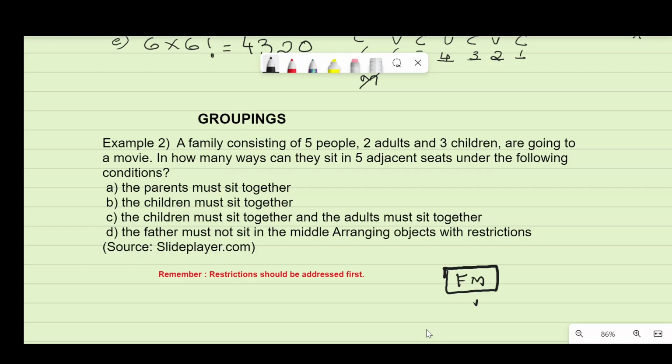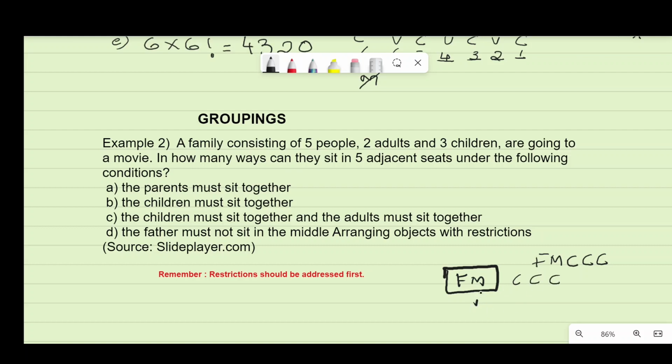Actually, how many people are there in the family? In the family, we have five people. All together, there are five people, two adults and three children. So it's like this: father, mother, then three children. This is the family. So now, in the first condition, first question, they are saying the parents must sit together. So that means the father and mother is now going to be considered as a pack. So we count it as one, remaining three children.